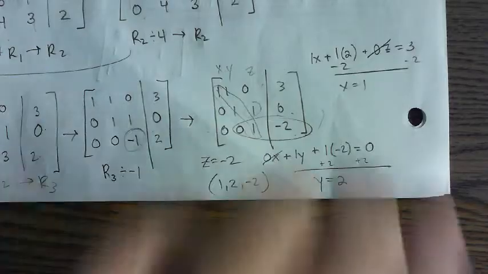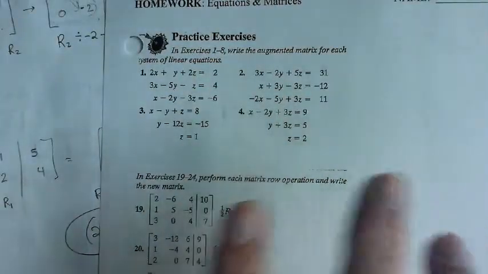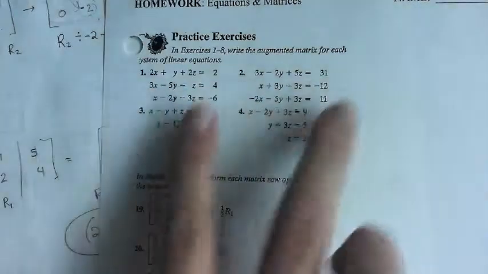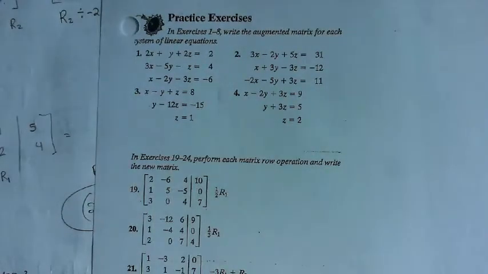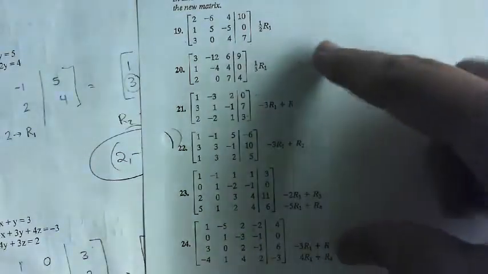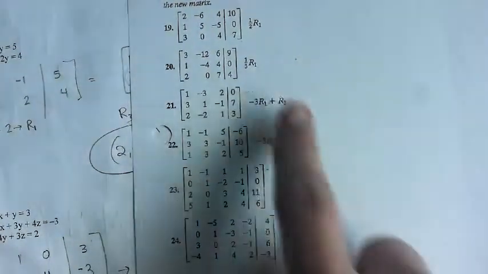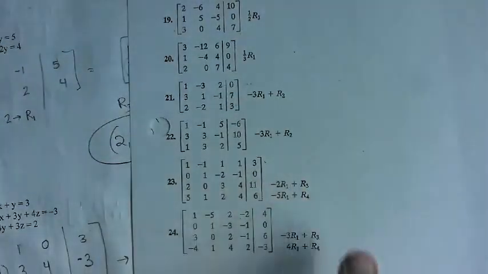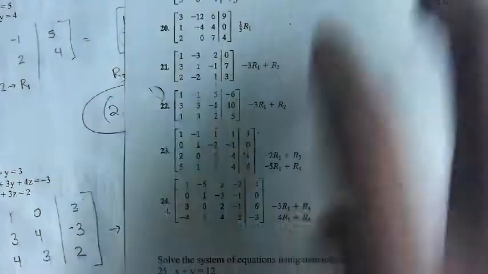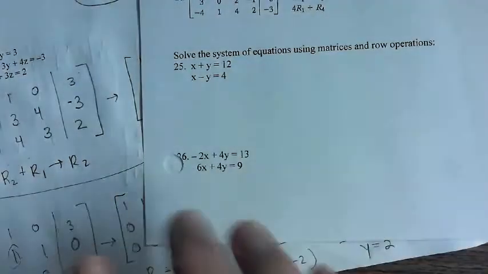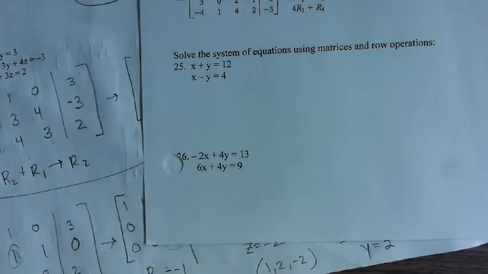So, your homework. The first part of your homework is pretty simple, just to turn the system into a matrix. That's all you have to do for the first section. Then on the next section, they're already set up for you, and they've actually already told you what row operation to do. And then only the 2 at the end you're doing completely on your own using a matrix. Capiche? Okay.